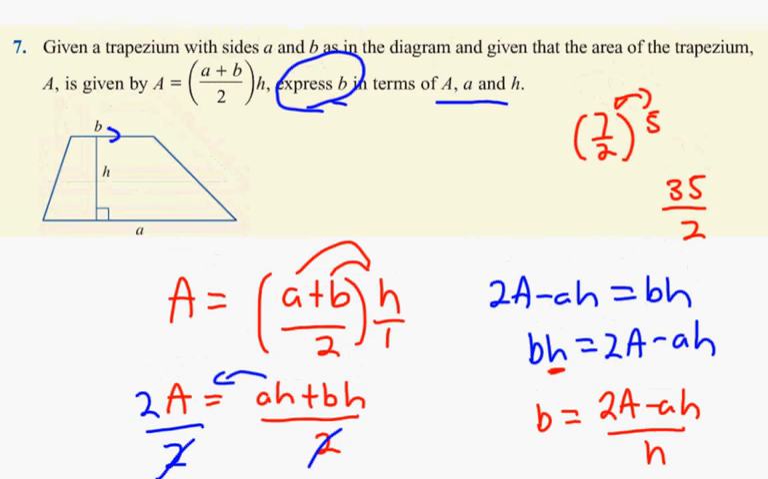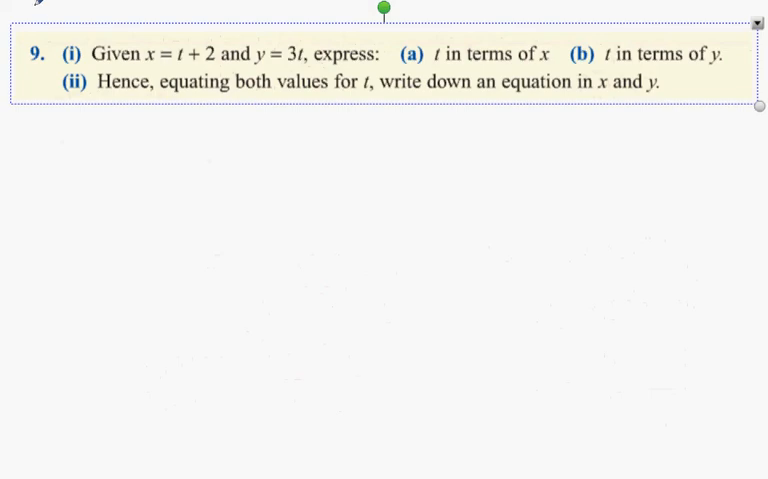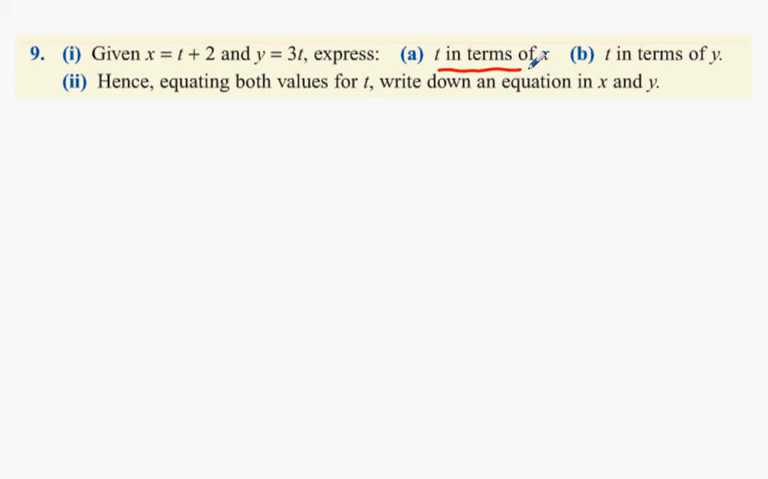Now, let's move on. Number 9. Express t in terms of x. Okay, bring the 2 over to your side. t equals x minus 2. Easy enough, right? And then what about the y? Express t in terms of y. Bring the 3 underneath. t equals y over 3. Done and done.